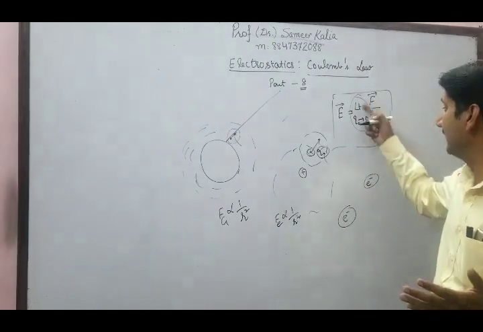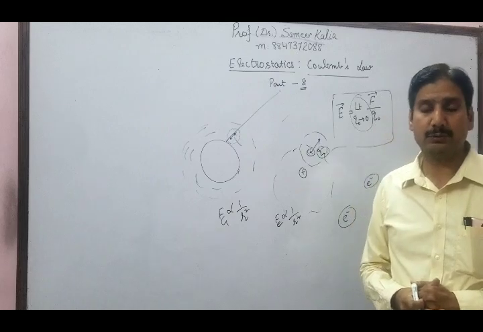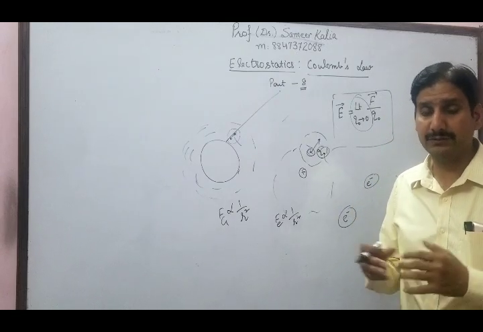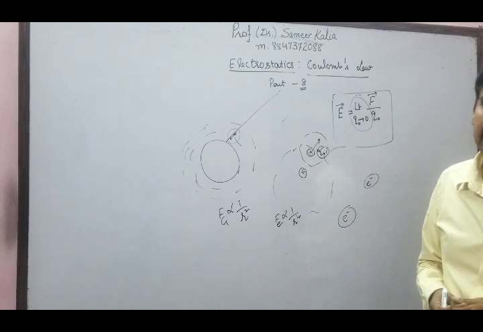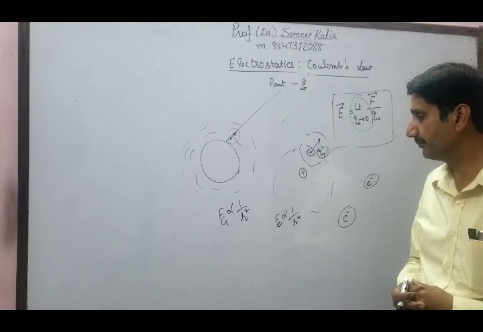It will be given as limit Q naught tending to 0 of F over Q naught, where Q naught is the test charge which has been placed there just to see the existence of the field.